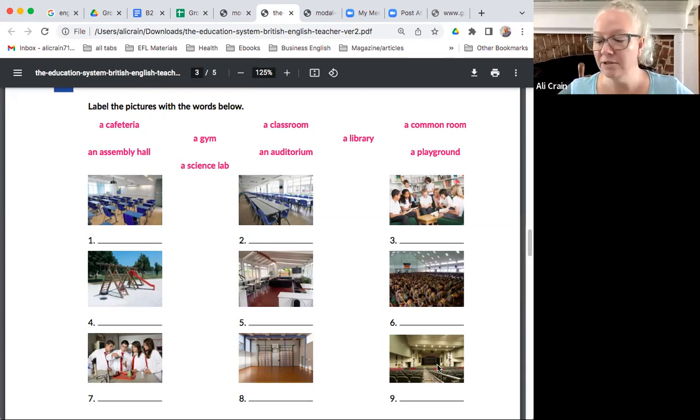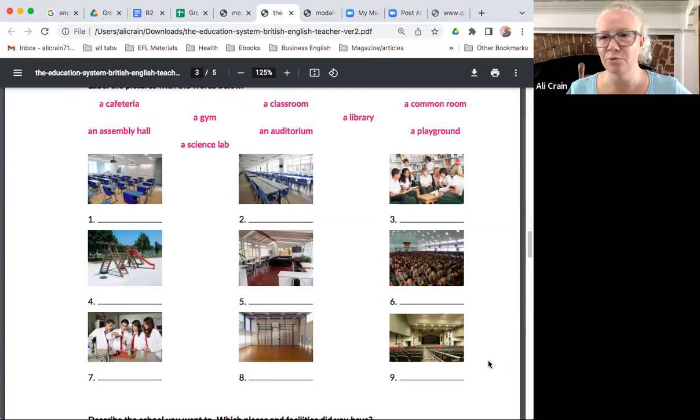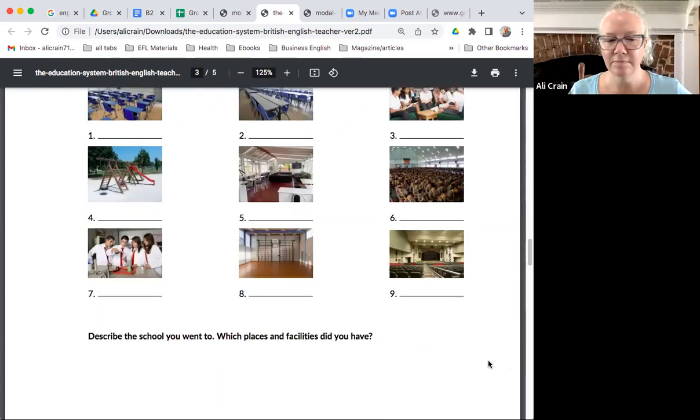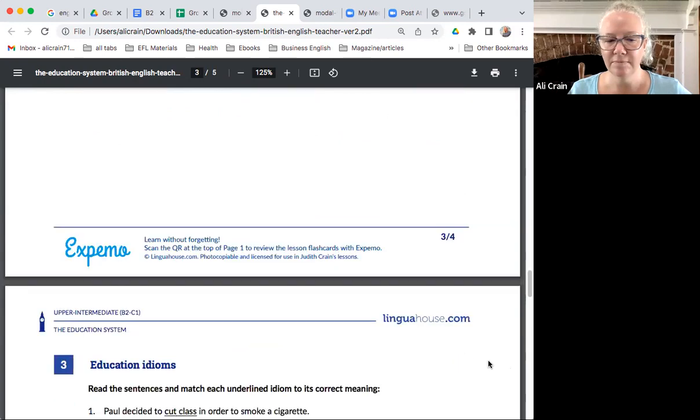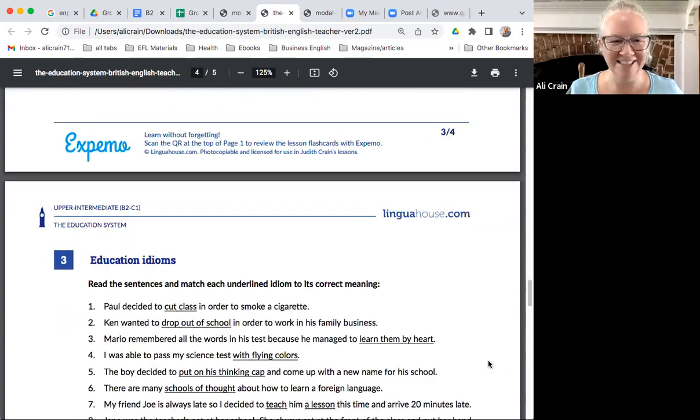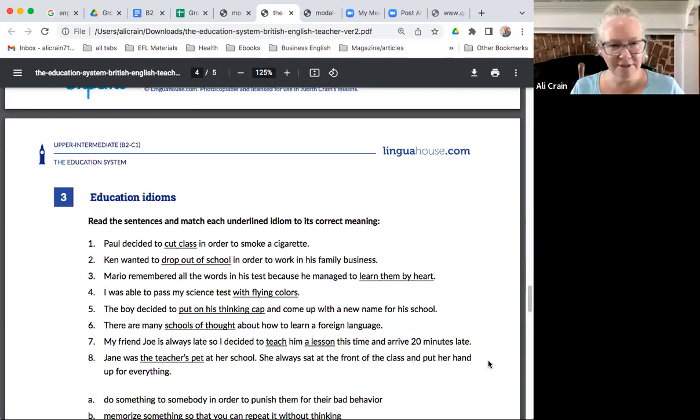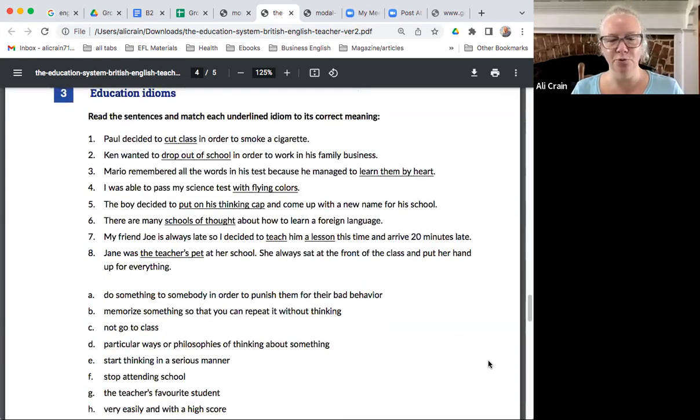Okay, any other questions on those? Any other questions on other terminology you may have heard in relation to schools? No? Okay, we're going to look at a couple of idioms here related to education. So we've got the idioms underlined here, and then the definitions are down here.